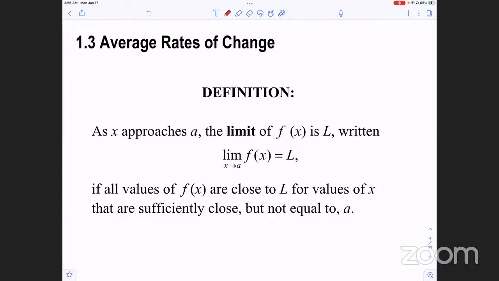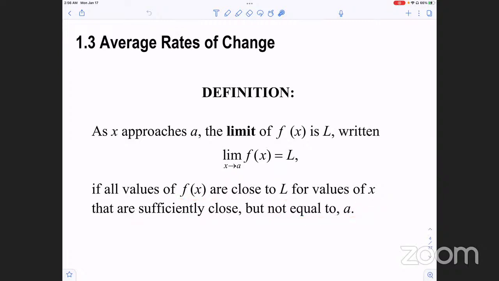So let's start with some definition. As x approaches a, the limit of f of x is L, written again, we have the limit as x approaches a of f of x is L, if all values of f of x are close to L, for values of x that are sufficiently close to but not equal to a, all right?